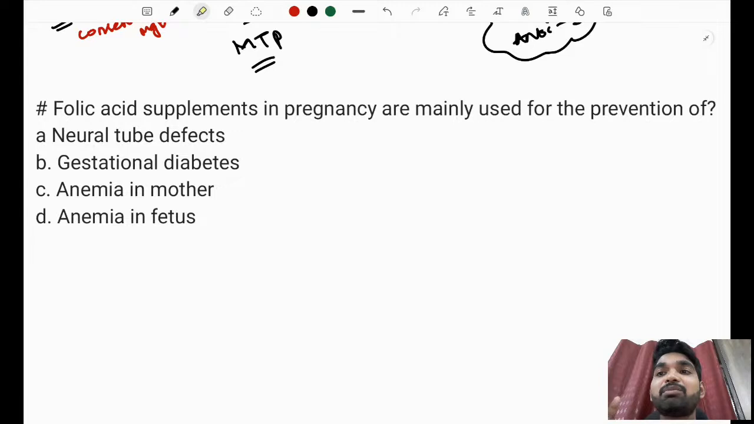Folic acid supplements in pregnancy are mainly used for prevention of: A. neural tube defects, B. gestational diabetes, C. anemia in pregnancy, D. anemia in fetus. Yes, you are right. Excellent. Everyone is right. It is option A, neural tube defects. So now folic acid, how to give folic acid?